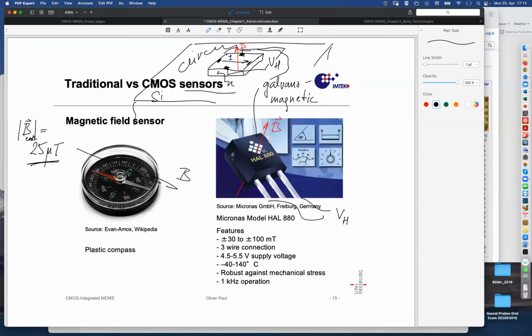And so this actually measures 30 millitesla ranges, or 100 millitesla, so many times larger signals than these Earth magnetic fields. But it also works over a large range of temperatures. It's robust against mechanical stress. It works fast, whereas this needle needs seconds to find the north. This will find the respective direction of the magnetic field immediately. And there are many variants, 2D, 3D sensors that are based on this kind of technology. We'll learn about those in chapter 3.